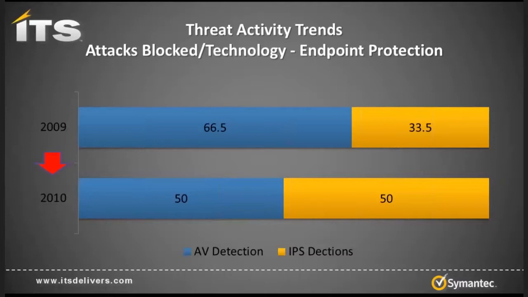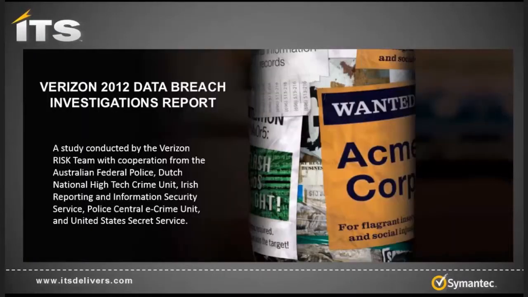So what does that mean? You can see the yellow bar there, IPS detections, the intrusion prevention. There are fewer viruses being written and more attempts to actually break into our networks.